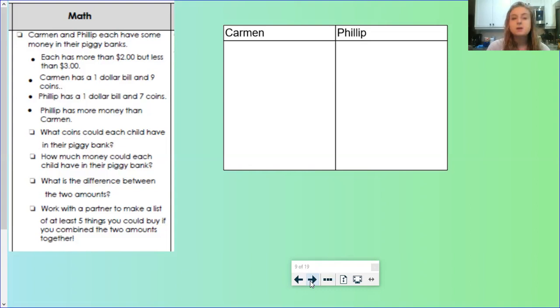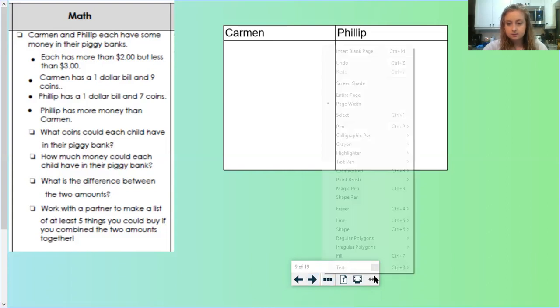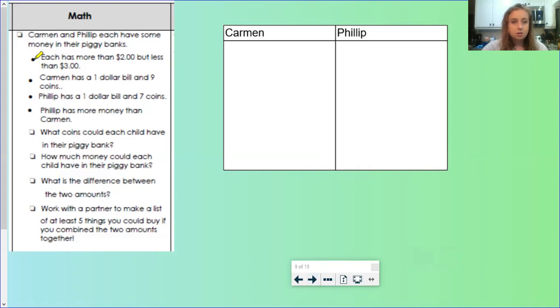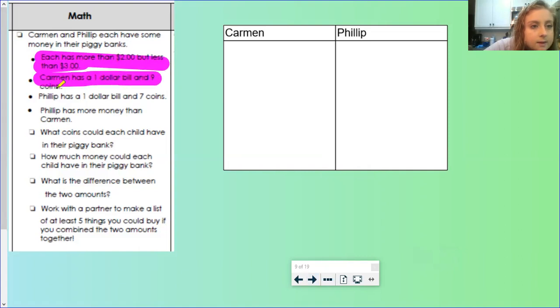That's a lot. So what we know is they have to have more than $2 but less than 3, okay? So we already know that. That's really important. So what I'm going to do is I'm going to get out my highlighter again. That's super important when you're figuring out your total. We know that Carmen has $1 bill and 9 coins. We know that Philip has $1 bill and 7 coins. And Philip has more money than Carmen.